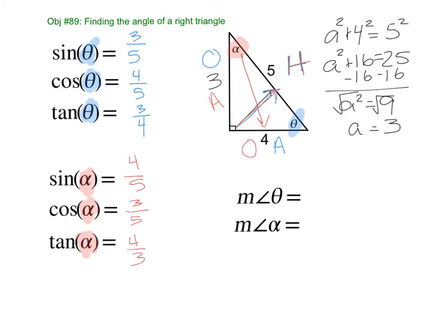So notice what happens here. If you look, the sines and the cosines end up switching, and tangent just flips, right? It went from 3 over 4 to 4 over 3.